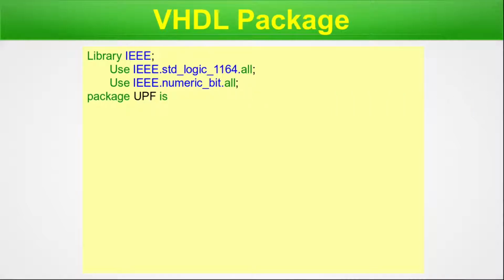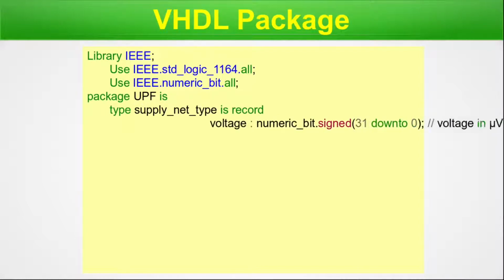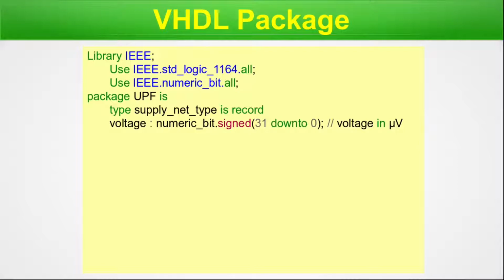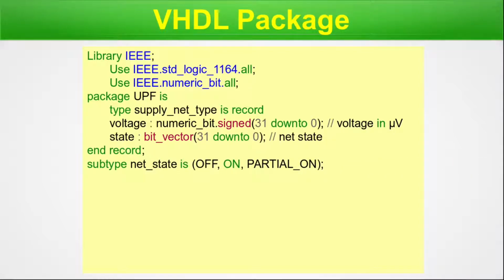And then we write the package UPF is type supply net type is record, and then we write voltage, numeric bit, the type is signed, and the bus size is 31 down to 0, and the voltage in microvolt is the unit. State is again the bit vector, that is 31 down to 0, and type is net state. And we end the record here. Then subtype net state is off, on, and partial on.